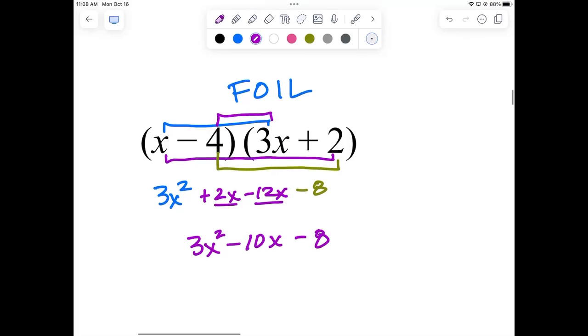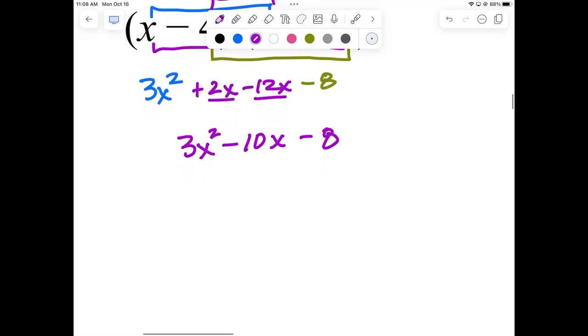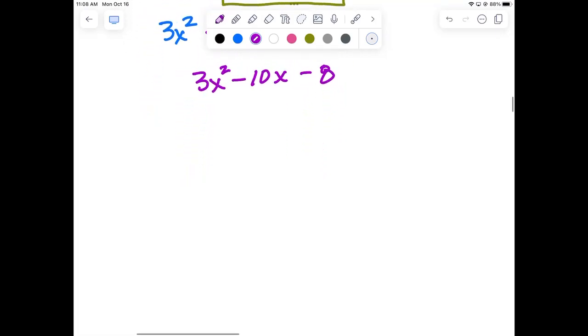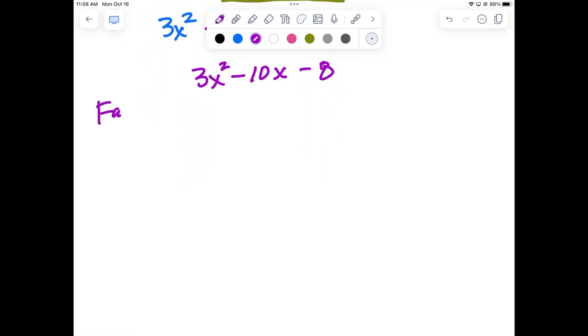Now, let's try this. Let's slide this up and pretend we don't see what it was to begin with. What if I asked you now to factor 3x squared minus 10x minus 8? Here's what you would do. You would be like, okay, this is going to be a double bubble thing, isn't it? It's going to be a double bubble thing.